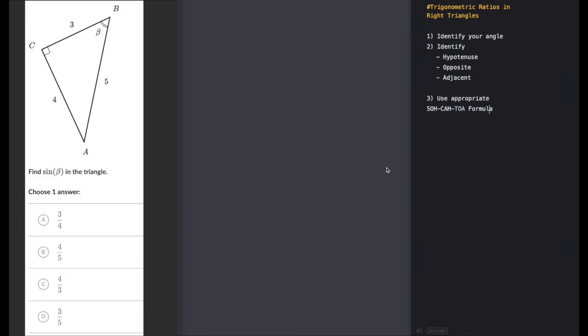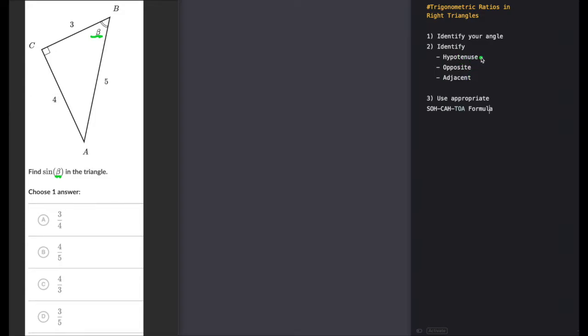Okay. So first we need to identify our angle. This is the easiest step. They're going to give you one angle they want you to consider. I am looking for sine of B. So the angle I'm concerned with is beta. It's not B, it's beta. Okay. So now that I have beta, I need to identify the hypotenuse, the opposite, and the adjacent.